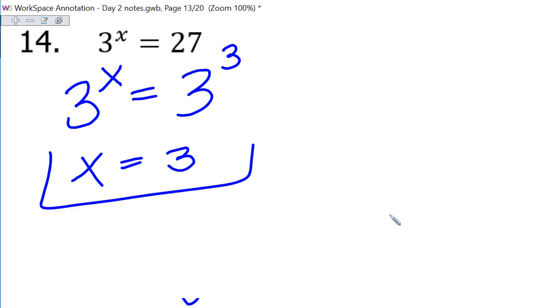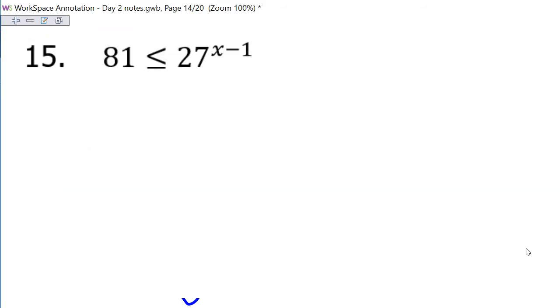Okay, now instead of an equal sign, we have an inequality symbol, but we're going to work it the same. We want to get a common base. Over here we have 81. Here we have a 27. So we'll have to figure out what could we get for a common base between 27 and 81. 9 to what power would give me 81? 2. 9 to what power would give me 27? That won't work, will it?